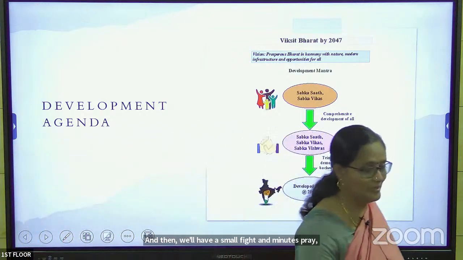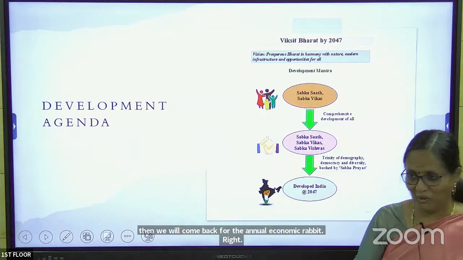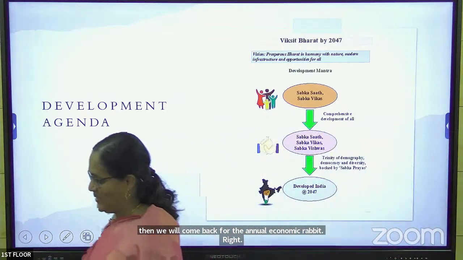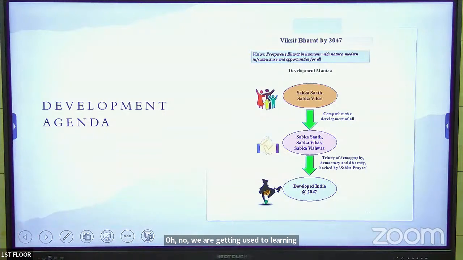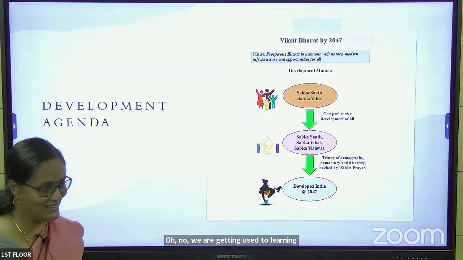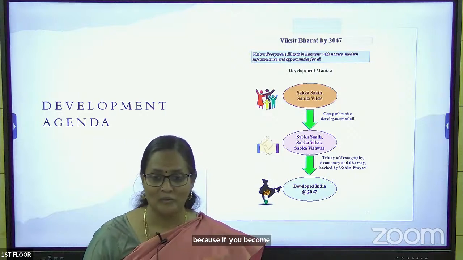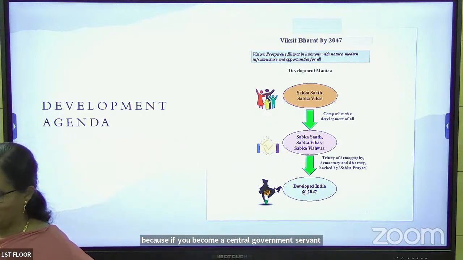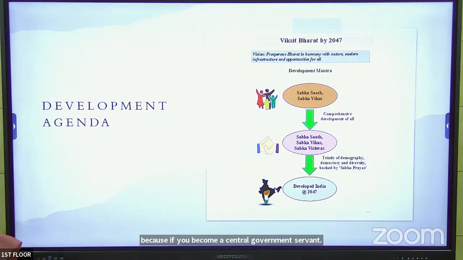All Hindi words. Now we are getting used to learning Hindi. There is no option left for us, because if you become a central government servant, you have to speak, write, learn Hindi. So let us, सबका साथ मिलके हिंदी पढ़ेंगे, सीखेंगे. हाँ.